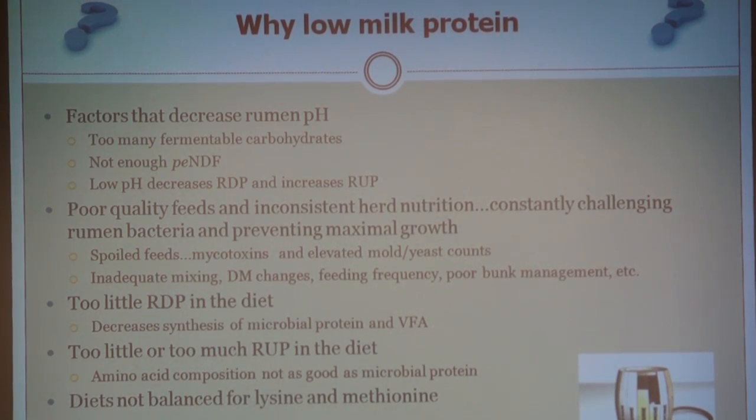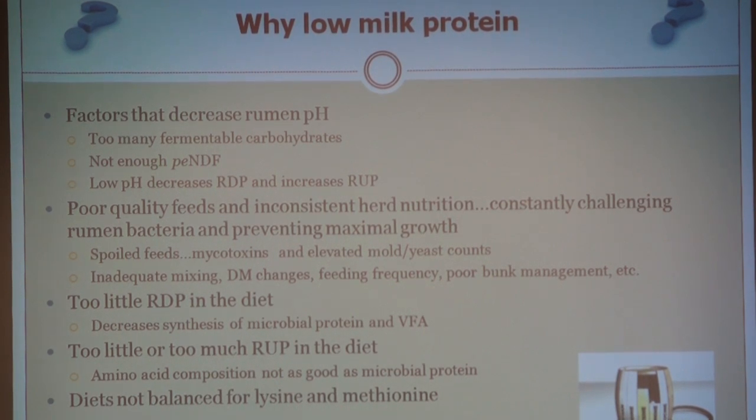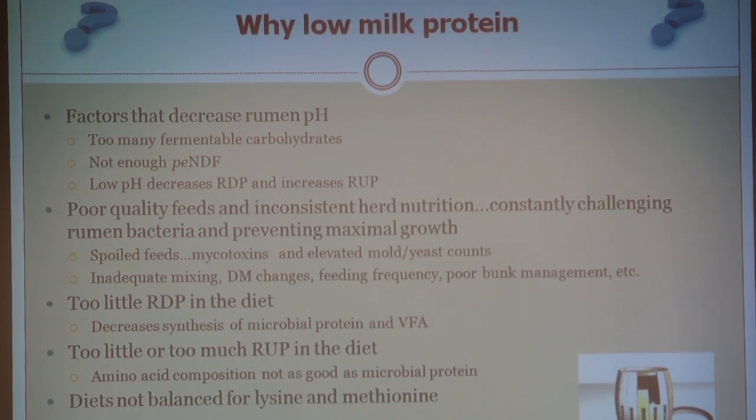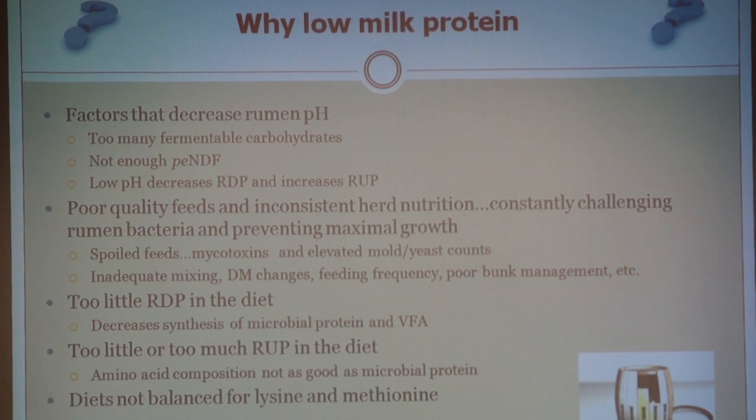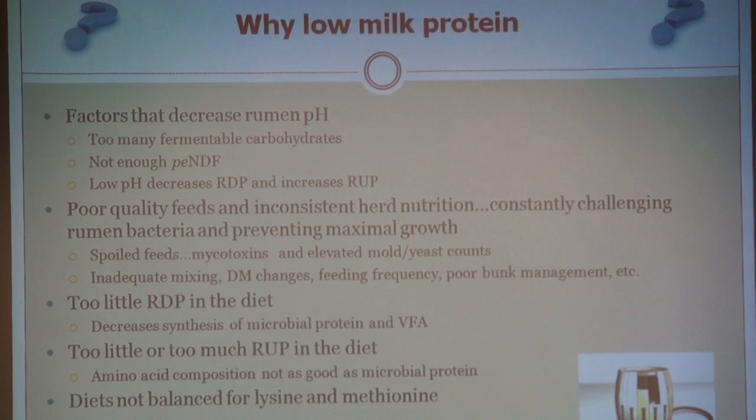Too little or too much RUP. Too little means you're underfeeding protein. Too much means, well, you're replacing carbohydrates if you're feeding too much. And the amino acid composition of RUP is not as good as microbial protein, so that's going to be another reason for decreasing milk protein. And then the diet is not balanced for lysine and methionine.